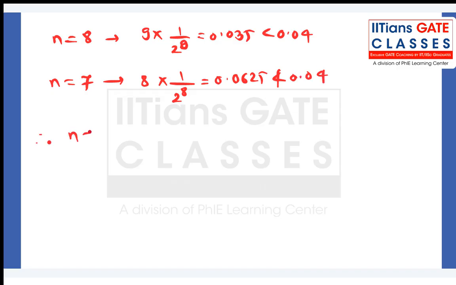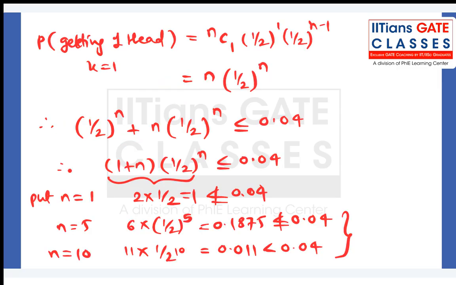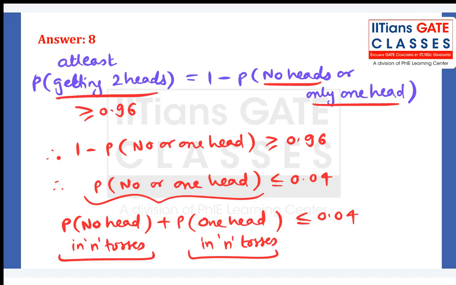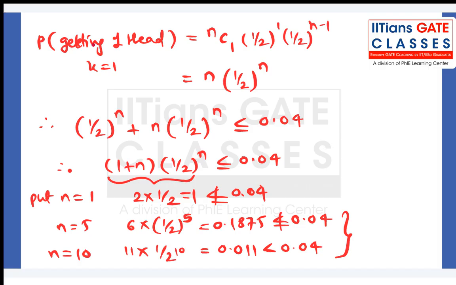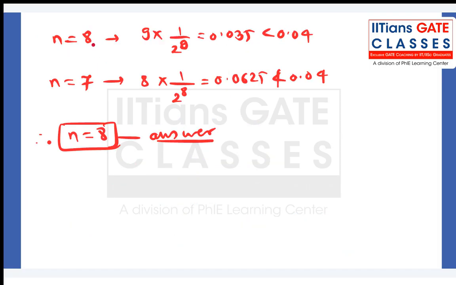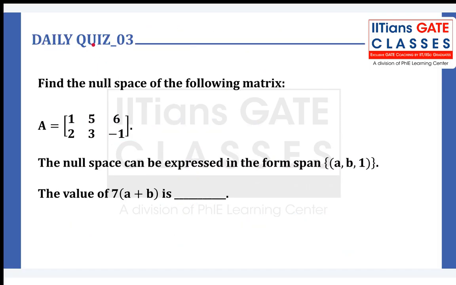So you need at least n equal to 8 coin tosses to get the probability of getting at least 2 heads as at least 0.96. Okay, we check the answer. Yeah, 8. This was a very good question. Okay, so you should go through it once again so that you'll understand. Okay, now let's move on.